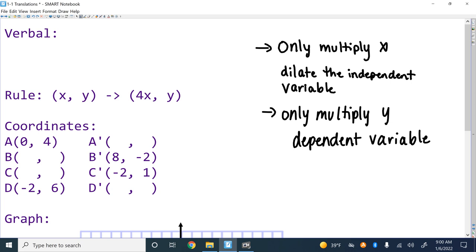So this may be a rule that you see or a statement that I might make, and I might say, only dilate the dependent variable by 2. So that means x stays the same, and you would have 2y. So when I'm looking at this problem, what would be my verbal statement for this one? It would be quad, and then you put the A, B, C, D.